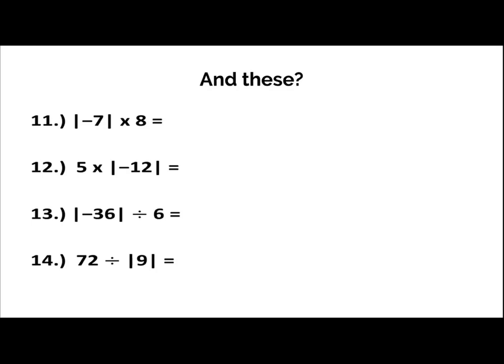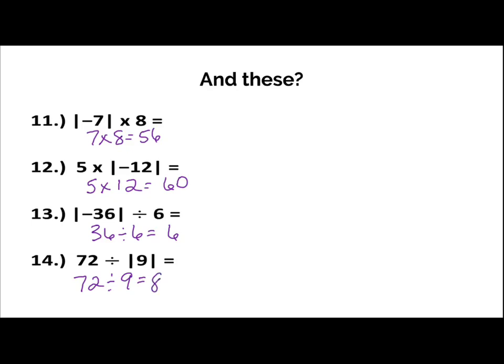It's not even any different for multiplication and division. The absolute value of -7 is 7, and we can multiply that by 8, and we get 56. The absolute value, 5 times the absolute value of -12 is the same as 5 times 12, which is 60. The absolute value of -36 is 36, and we're going to divide that by 6, and we get 6. 72 divided by the absolute value of 9 is 72 divided by 9, which is 8.